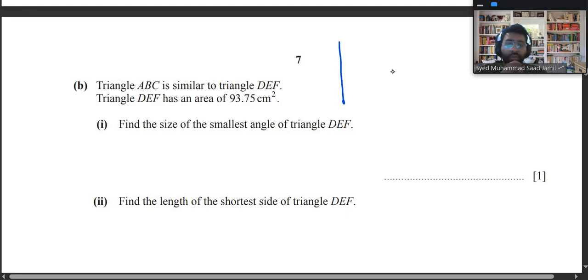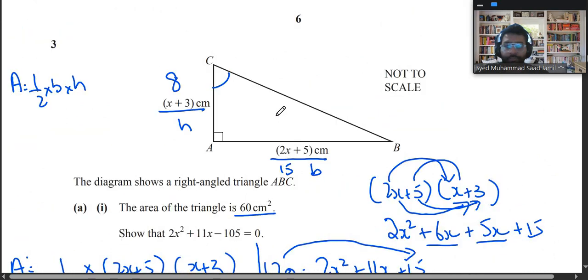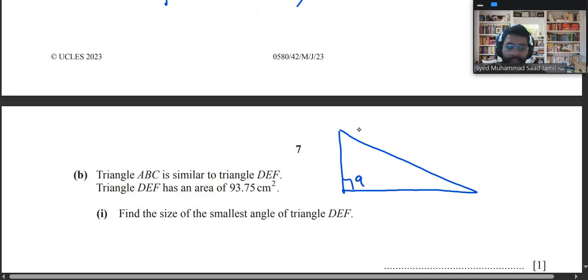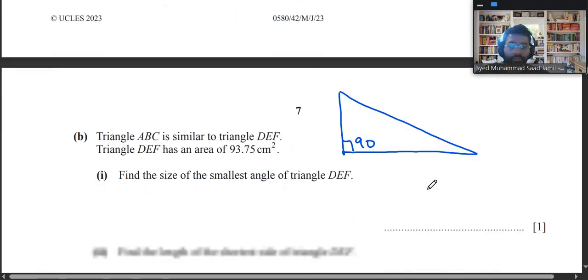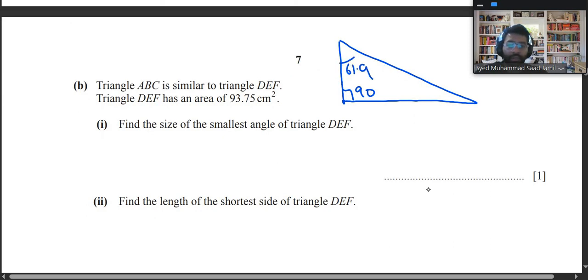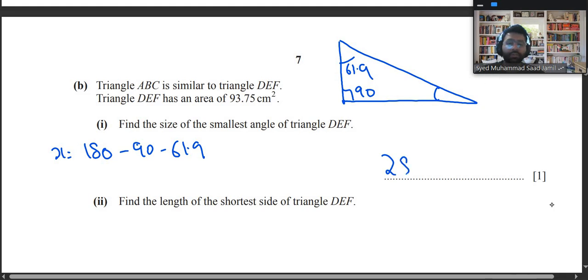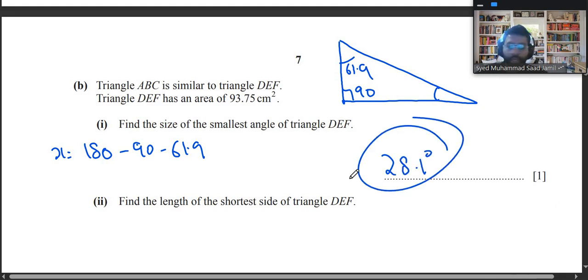So we already know, I'm making the triangle which is above right over here, that this is 90 degrees and this is 61.9. Of course, this is going to be the smallest angle. So x is equal to 180 minus 90 minus 61.9. So it's 28.1 degrees. And that's how you get 1 mark.